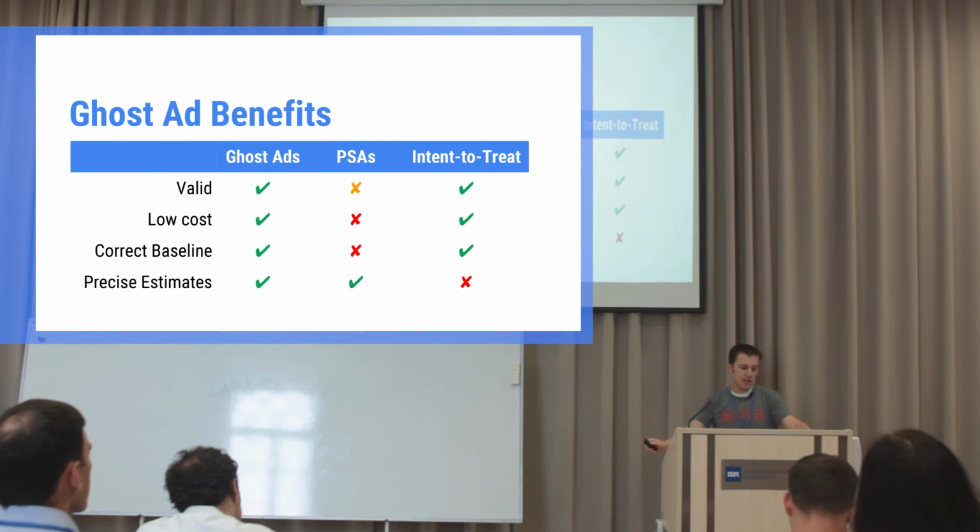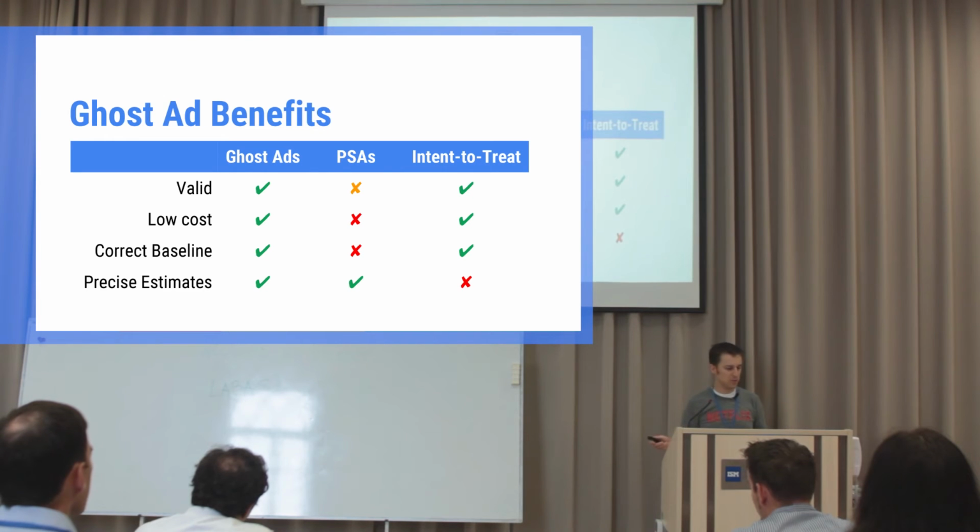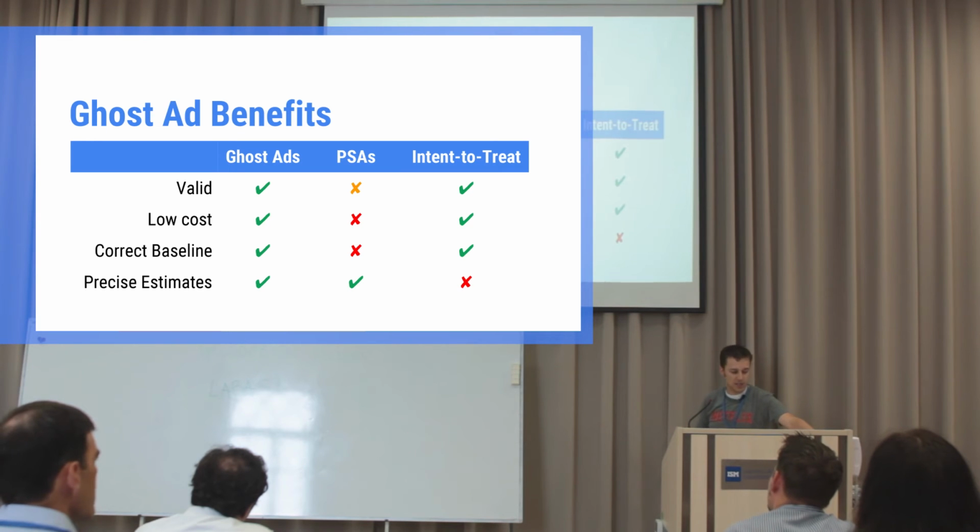Okay, so in summary, ghost ads are the best of both worlds. One, they're valid in terms of the counterfactuals, so we get an estimate that measures the causal effects. They're low cost because we don't have to pay for any media anymore. We just have to log a few little records in the system, and then we get the correct baseline by still allowing the other advertisers to participate and show their ads. And then finally we get precise estimates, which is the main advantage of running PSAs, having a placebo to measure who would have been treated, and we get this through the logging. So in the end we have a scientifically valid estimate, and we get all the benefits.